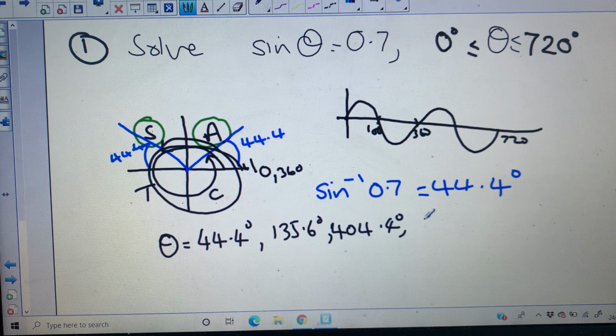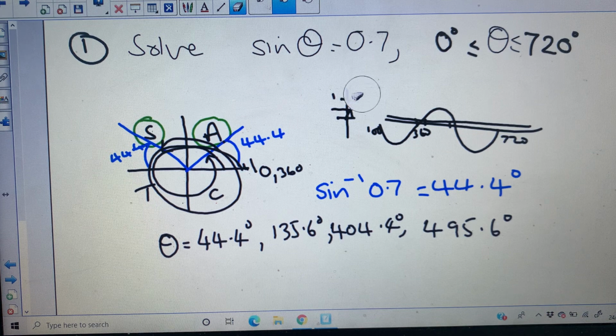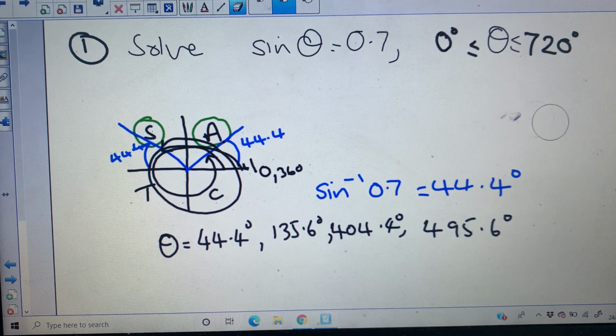My final answer is 495.6 degrees. What you could have done is use your curve, draw a line, and you could see from your curve that you would have got your 4 solutions. If you find the sine of any of those, you will get 0.7. Next one.